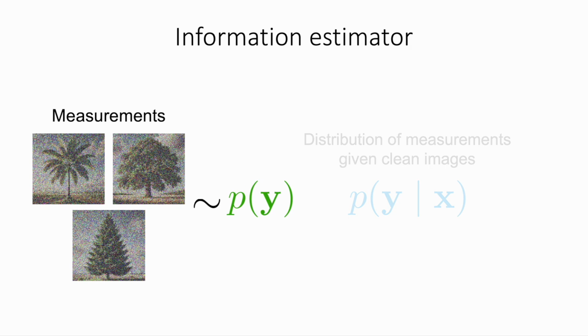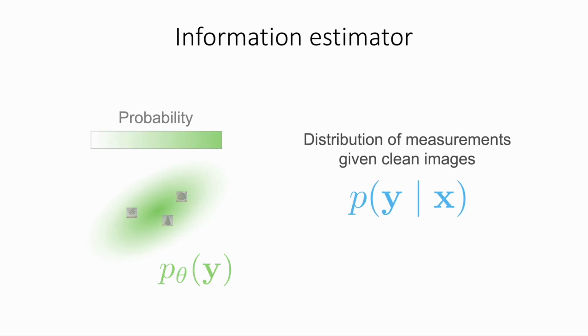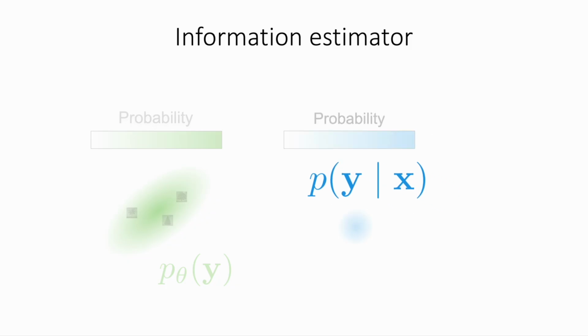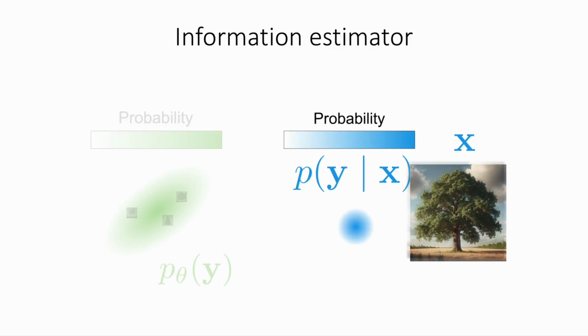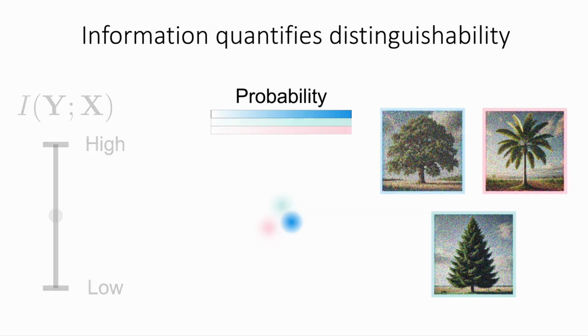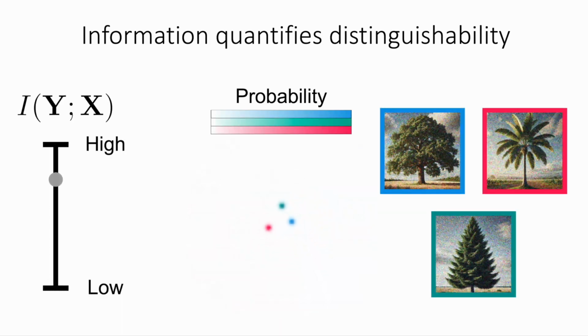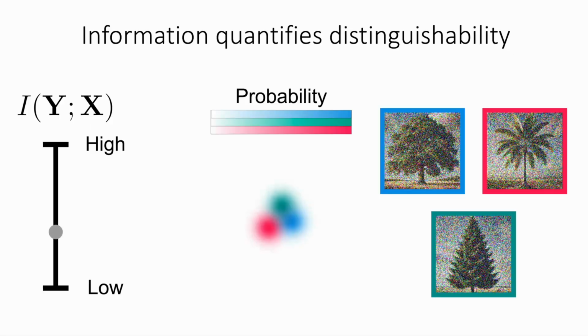Though P of y is unknown, a dataset of noisy measurements can be used to estimate it by fitting a model, P theta. The distribution of measurements given clean images describes the noise process. For example, for a particular clean image, samples from this distribution represent its different possible noisy measurements. By estimating both distributions, our method quantifies information, which determines how well objects can be distinguished using measurements.